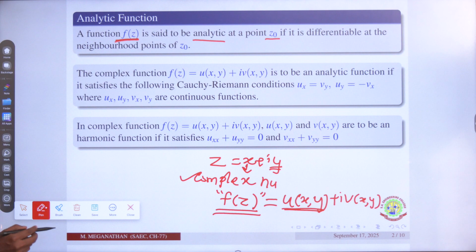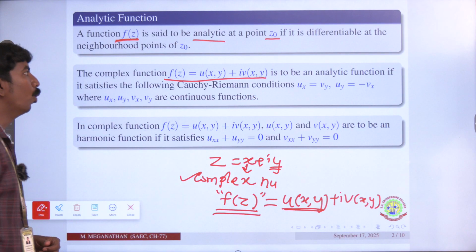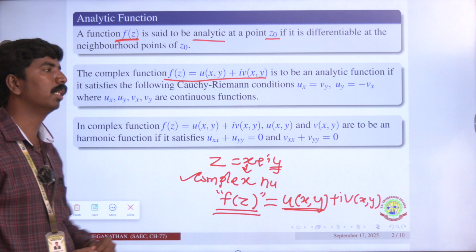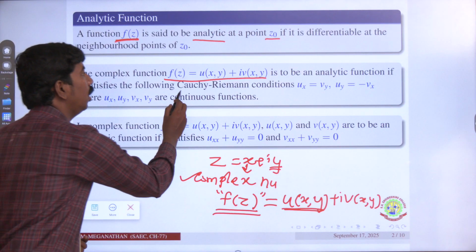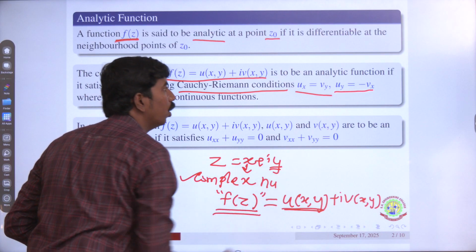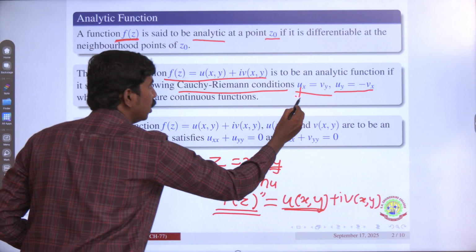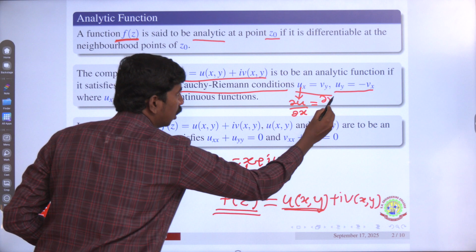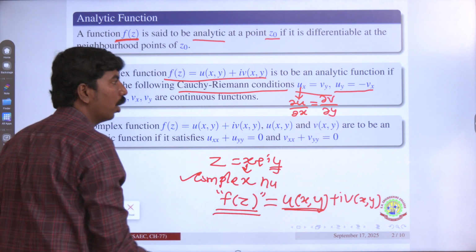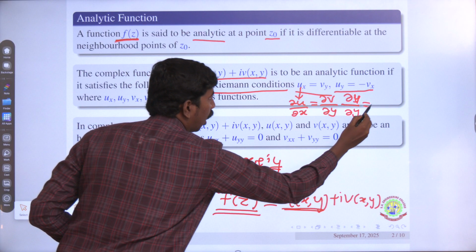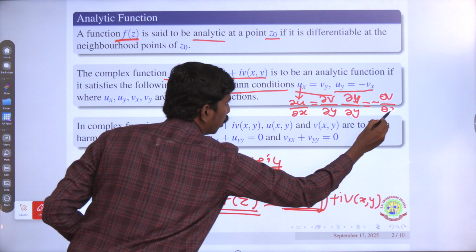Another way to easily understand the concept of analytic function is that a function f of z represented as u of x comma y plus i v of x comma y can be said to be analytic if it satisfies the Cauchy Riemann conditions, that is u x equal to v y and u y equal to minus v x. Here u x is nothing but differentiation of u with respect to x, v y is differentiation of v with respect to y, and similarly u y is differentiation of u with respect to y and minus differentiation of v with respect to x.